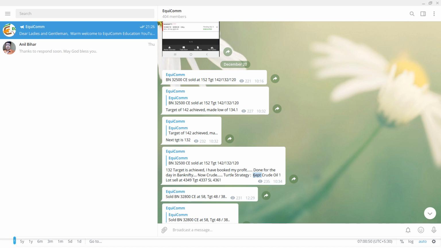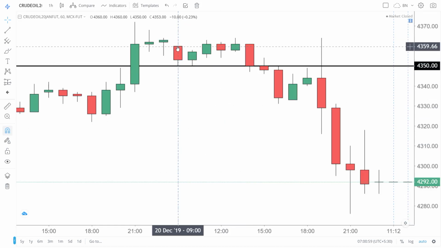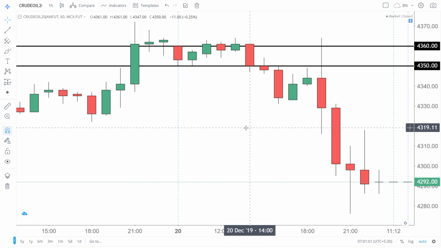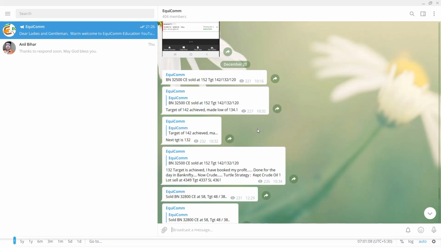Now crude. See, I have written, correct. Kept one lot sell at, I have kept. And target also I have given. Stop loss also 4361. Let us see whether I am following it or not. You are talking with the trainer who is following his own system. I hope you'd have got some clarity, friends.